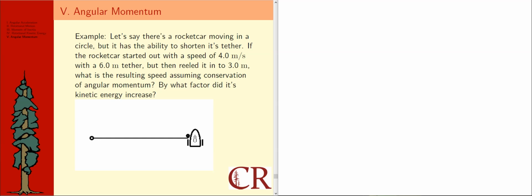I think conservation of angular momentum makes sense here because in reeling in this tether, that's not going to apply any torque. It's not going to force the rocket car to rotate in any way. The force associated with the reeling in is directed in the radial direction and is not at right angles to it, which is what it would need to be in order for there to be a torque. So that's why we should assume conservation of angular momentum. And so I will write here L initial is equal to L final.